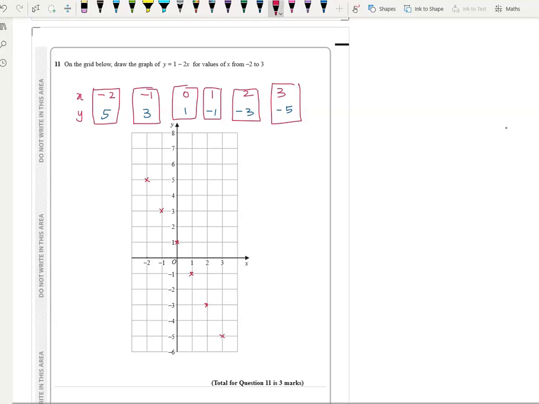So we need to join all these points to get your graph. Join it with the help of a ruler. You will get a straight line passing through all these points, and you get your required graph.